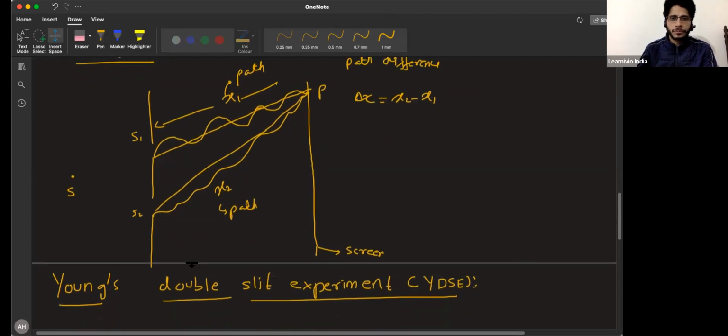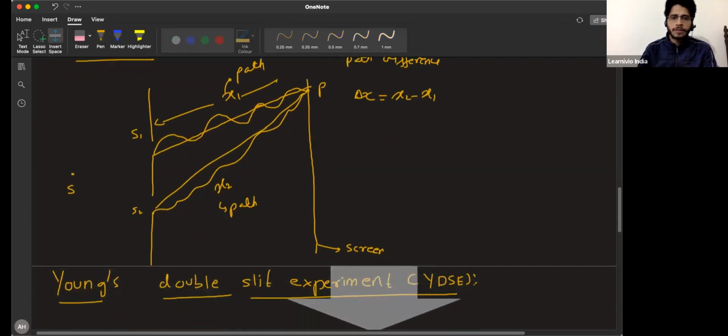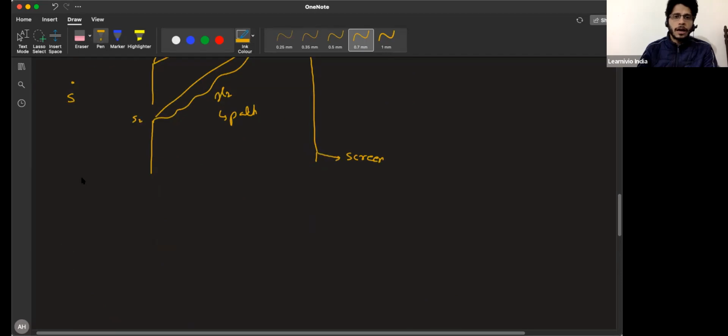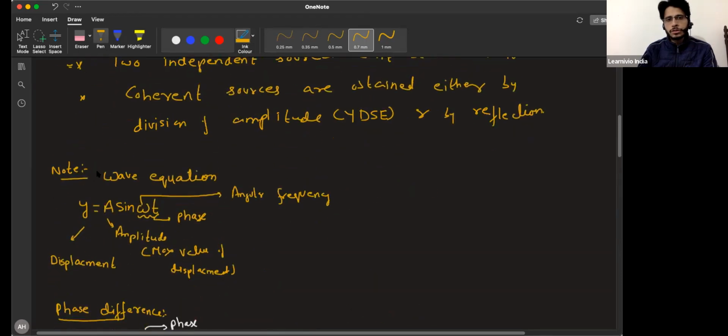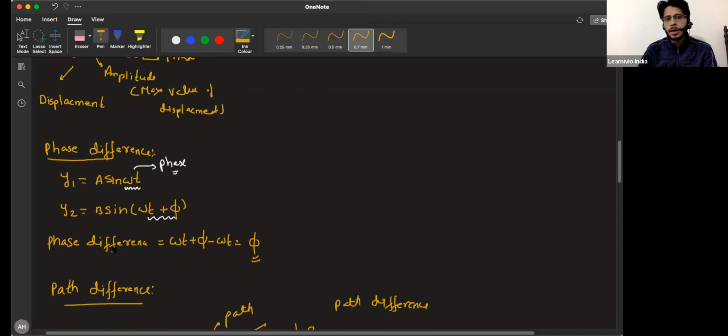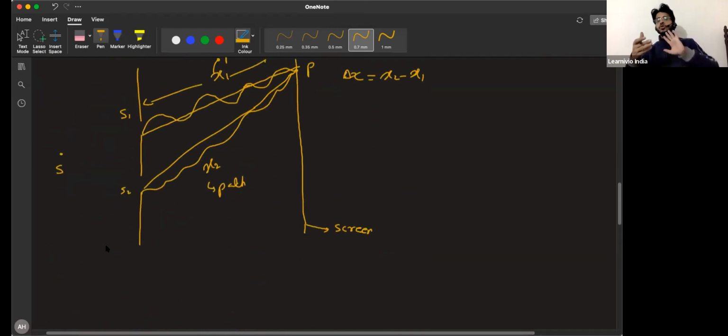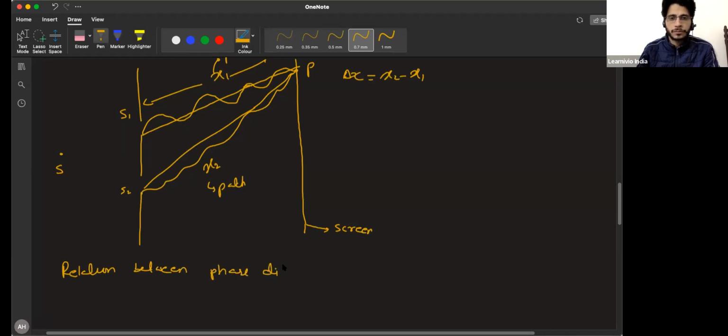Yes, sir. Okay, the last thing here. After this, you know the wave equation, you know phase difference, you know path difference. Now the last thing is you should know the relation between phase difference and path difference. That is important. The relation between phase difference and path difference.